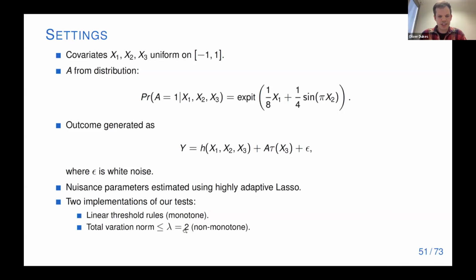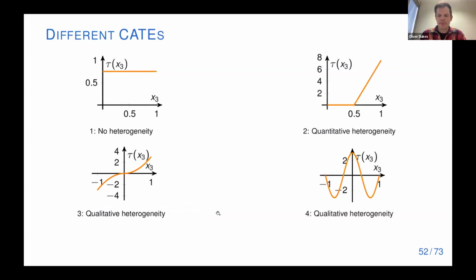And there were 2 implementations of our tests. One used linear threshold rules. This is sort of like a monotone class, so it should be well powered when the KATE is monotone. And the second class is the total variation norm parameter, the bounded variation regression with the parameter lambda set to 2, which should be able to capture some non-monotonicity.